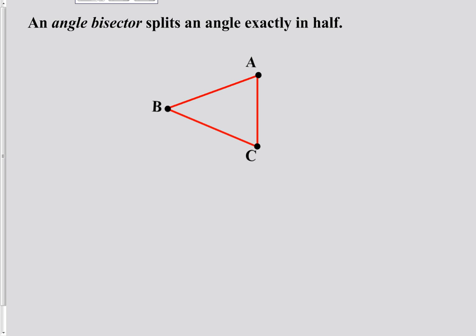Okay, so here is a triangle. An angle bisector is going to be a line or a ray or a line segment. Okay, it's going to come from one of the angles, and it is going to, as its definition said, split the angle exactly in half. So we end up with two smaller congruent angles. We would be able to say in this case that ray BD bisects angle ABC.